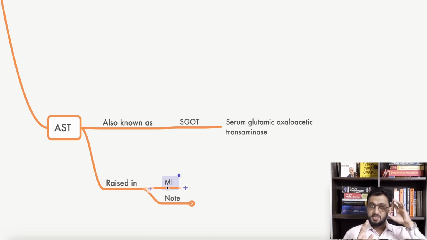So AST is raised in liver disease, and AST is raised in MI. So AST is not specific for liver. ALT is more specific for liver. But in liver disease, AST is raised 10 times. That's why if you have a patient who doesn't have MI or symptoms of MI, then you have to definitely consider AST to diagnose the liver disease. Now, LDH is also raised, so another enzyme raised in MI is LDH.